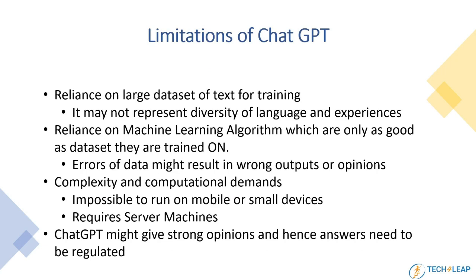Even though ChatGPT is extremely useful and has a lot of advantages, there are still some limitations of ChatGPT. The ChatGPT model is extremely reliant on a very large dataset of text for training. Even though the dataset is very large, it might not represent a complete diversity of language and experiences, due to which the algorithm might not give the required responses for a particular type of questions which are not present in the dataset.